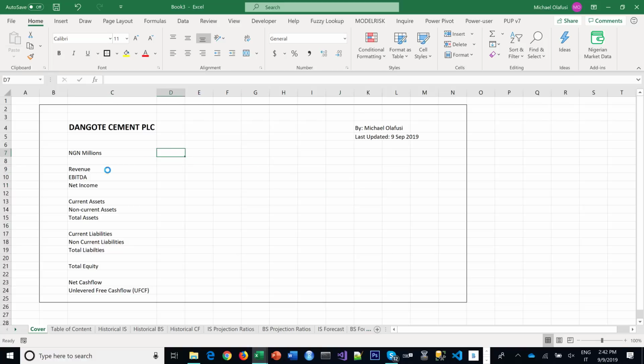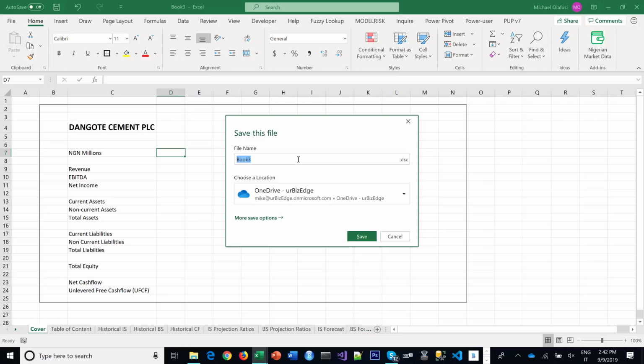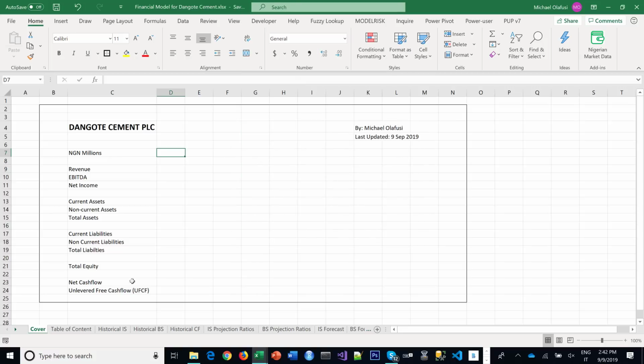So I'll come back to this. Let me save it. I'm going to call this Financial Model for Dangote Cement. So I'm going to save this in my documents.